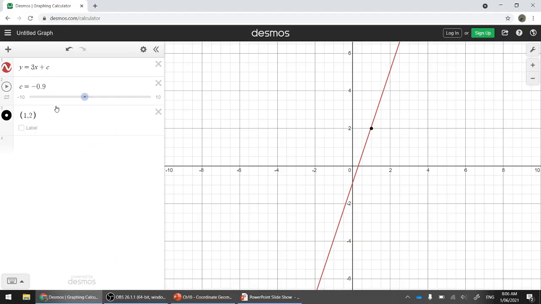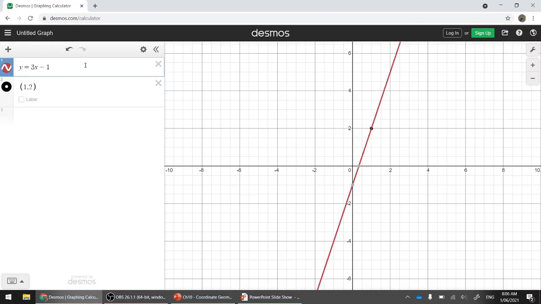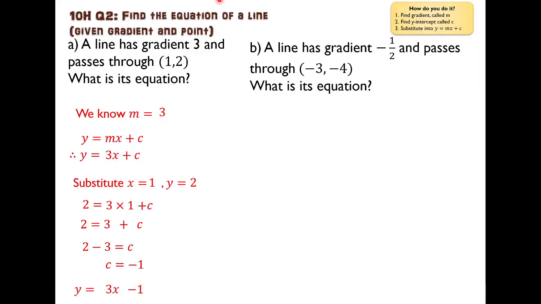Because I am on a computer, we can check our answer. Y equals 3x, take 1. Awesome! The slope is, for every 1 across, it goes up 1, 2, 3. So the slope, or gradient, is 3. And the y-intercept is negative 1. And it goes through the point just as we required. Yay! We'll do another one.